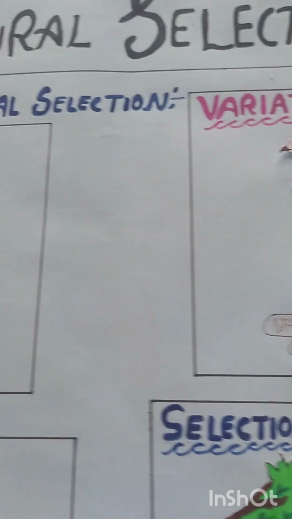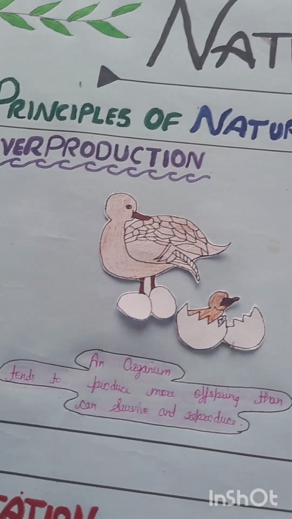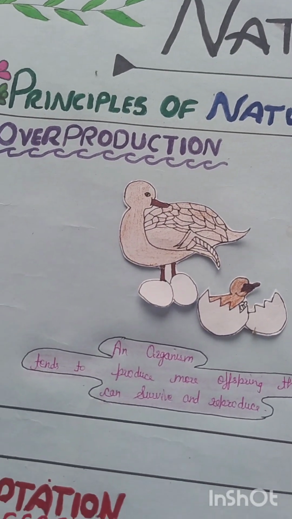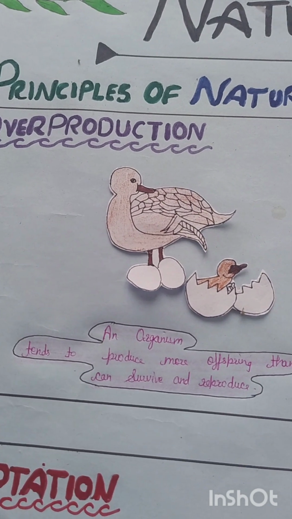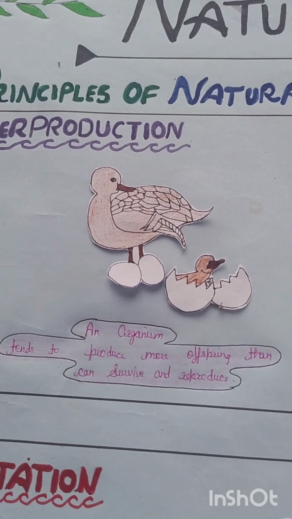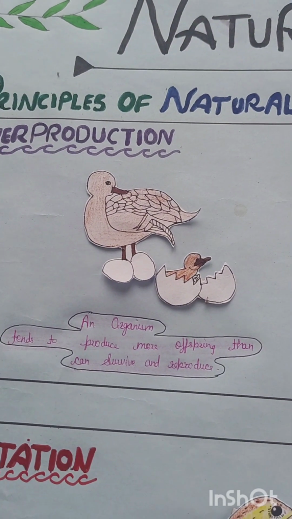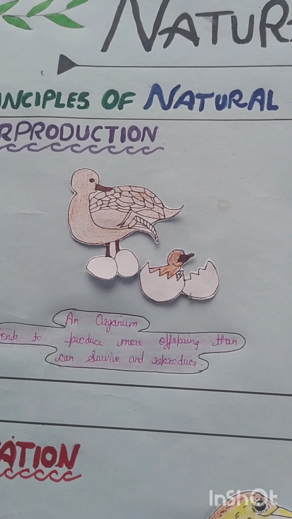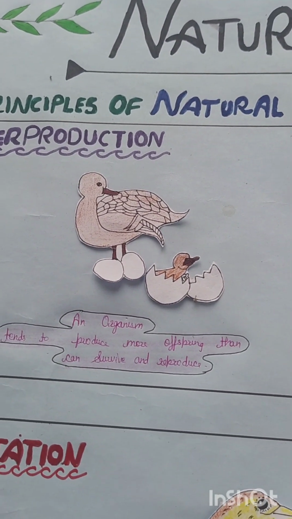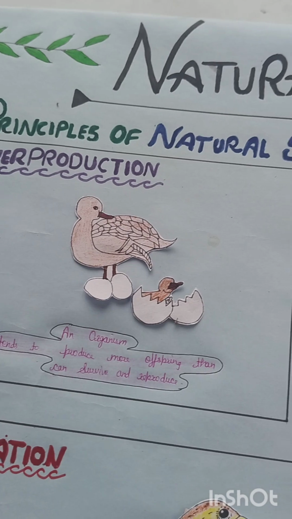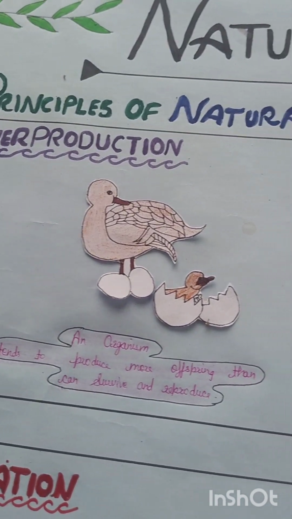First of all, I would like to demonstrate the natural selection. You have studied about natural selection, that this is a process of evolution. So the natural selection process occurs, and it has given the principles of natural selection.